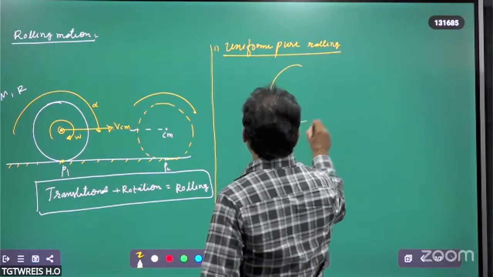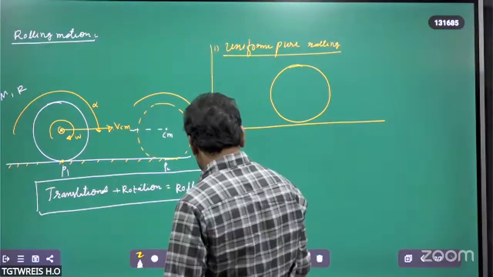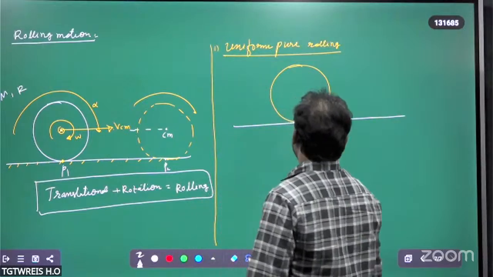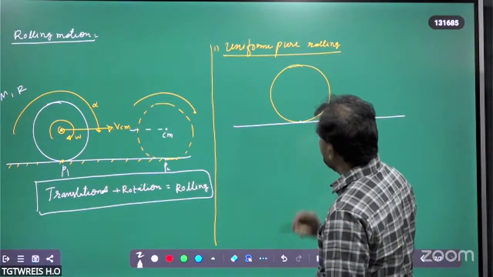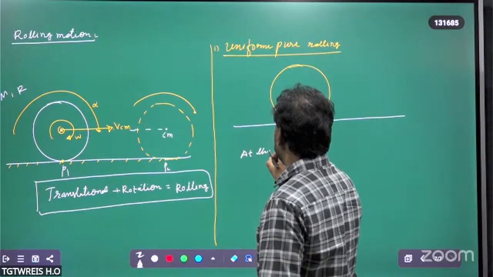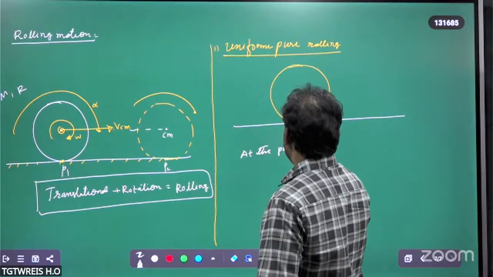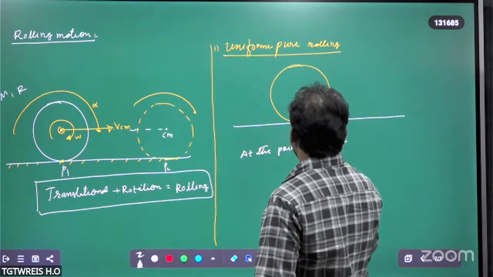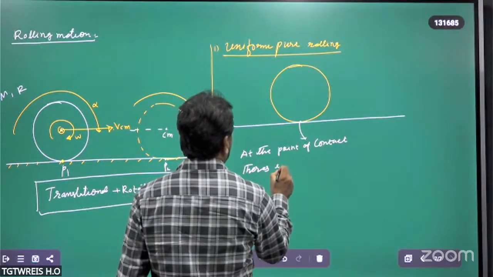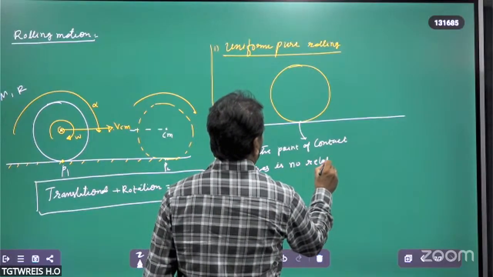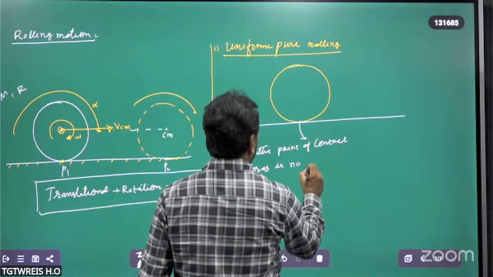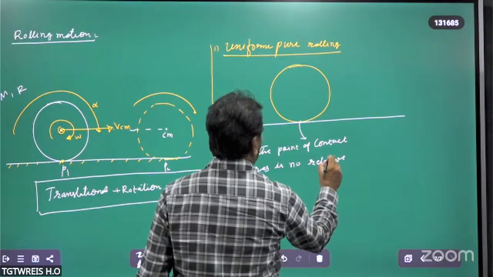What is happening in uniform pure rolling? At the point of contact, there is no relative motion. At the point of contact, there is no relative motion.